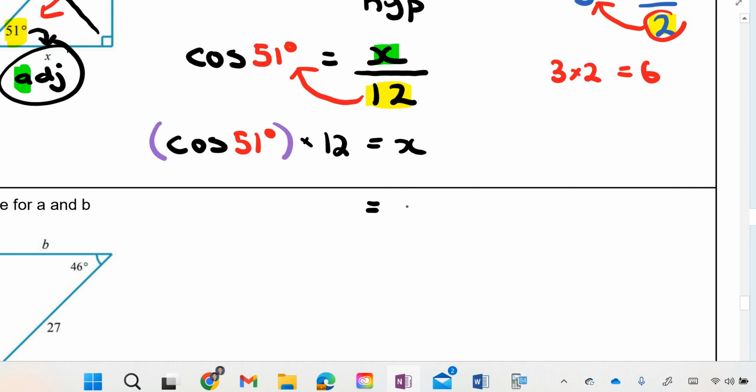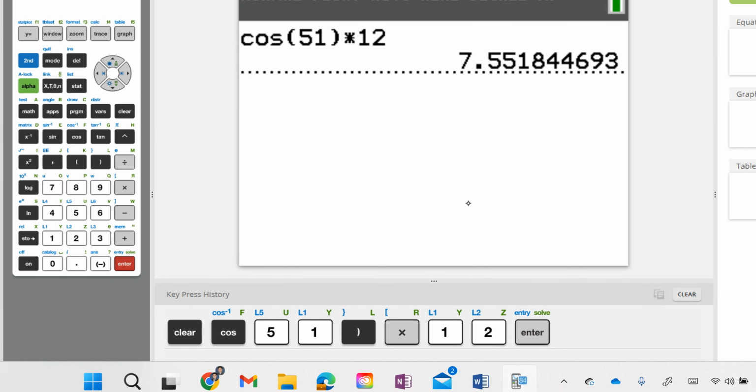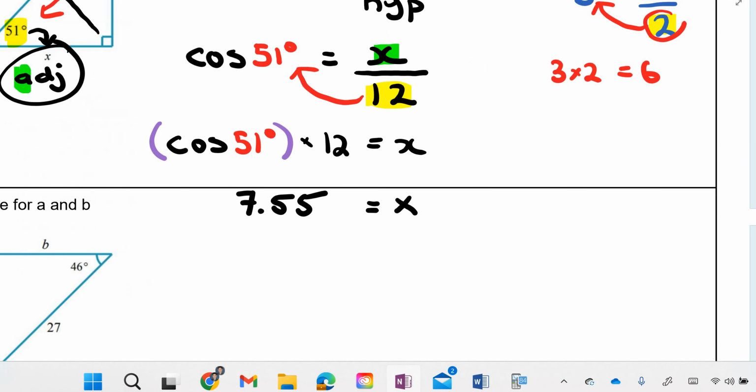And then from here, you just want to go to a calculator and you want to go roughly 2 to 3 decimal places, maybe just 2 decimal places, and you get 7.55. So on your calculator, this is what it will look like. So on my calculator, I have it like this, cos 51 times 12, and I get 7.551 or 7.552. So if I want to put this extra 2 here, I can do that. Okay, so for these kinds of questions, you definitely want to jump to a calculator to finish off the answers there.